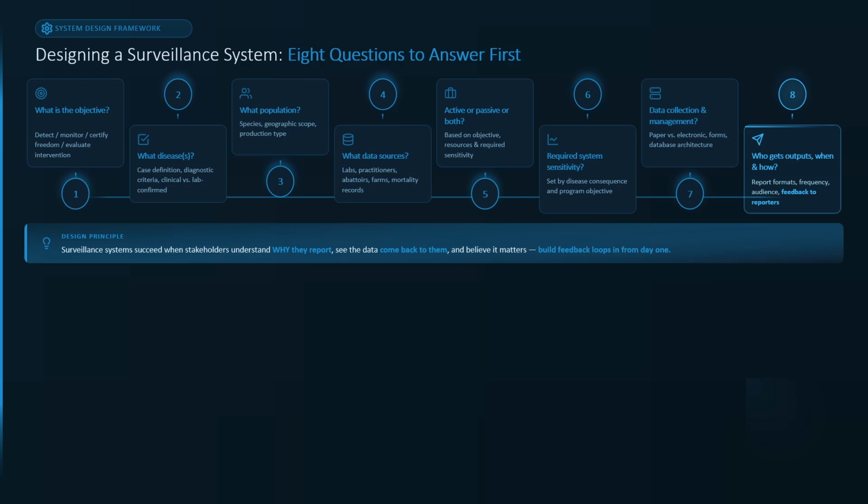That last point is the design principle on this slide, and it's the one people forget. Surveillance systems succeed when stakeholders understand why they report, see the data come back to them, and believe it matters. Build those feedback loops in from day one. With the design framework in hand, we've now covered the full arc of this module. Let's pull the essentials together into a rapid review you can carry straight into the exam.